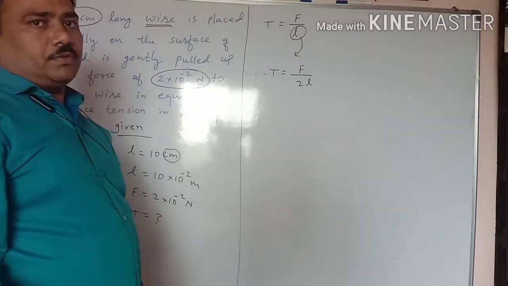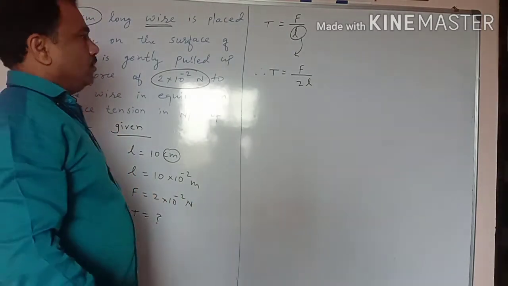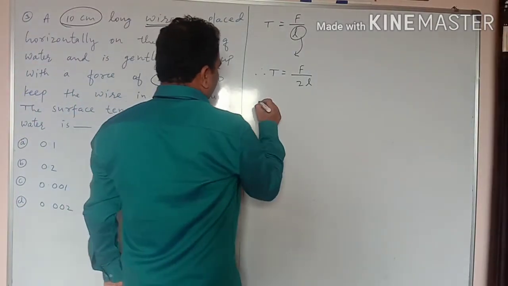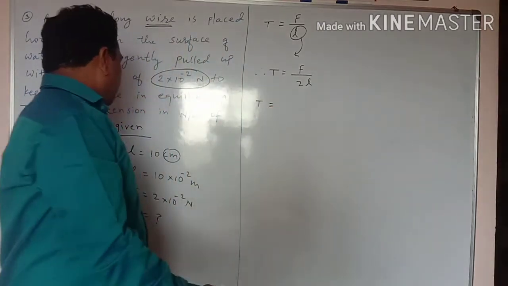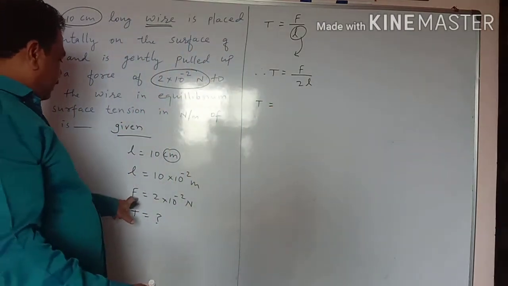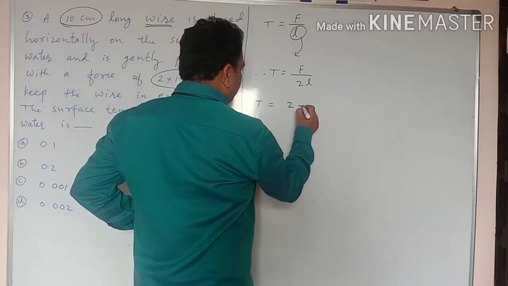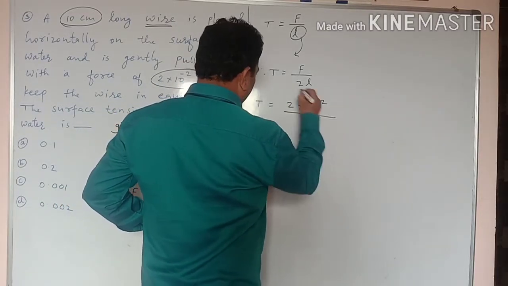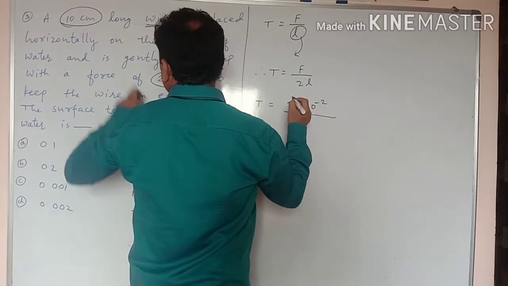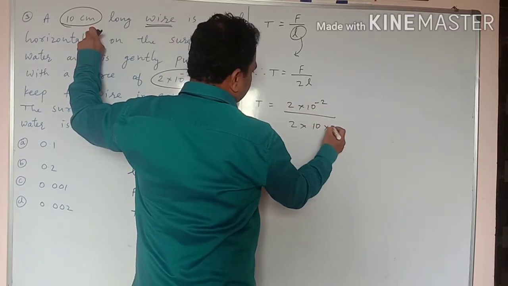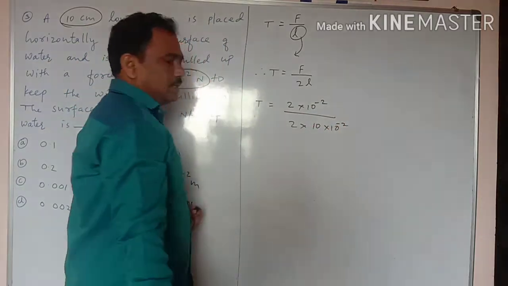So 2 represents what? It definitely has how many surfaces? 2 surfaces. So put in all the things which are given to us: F is the force, that is 2 into 10 to the power minus 2, divided by 2 as it is. The length of the wire is given, it is 10 centi. Centi means 10 to the power minus 2.